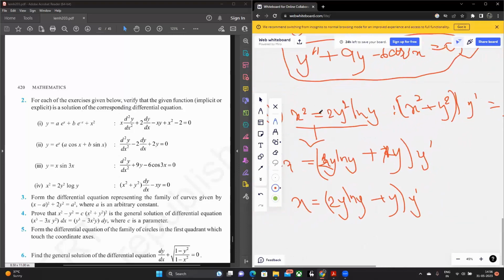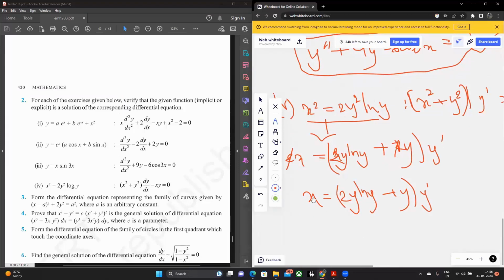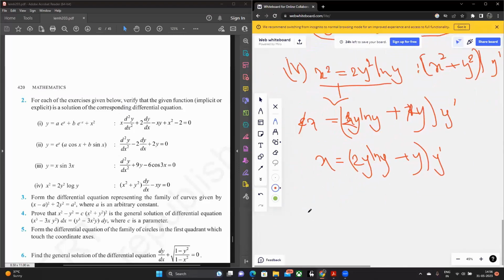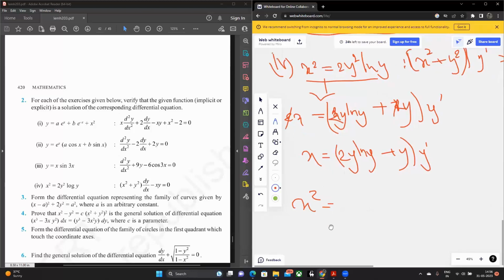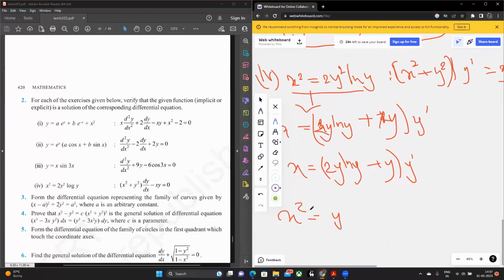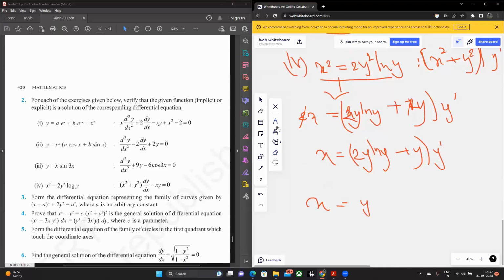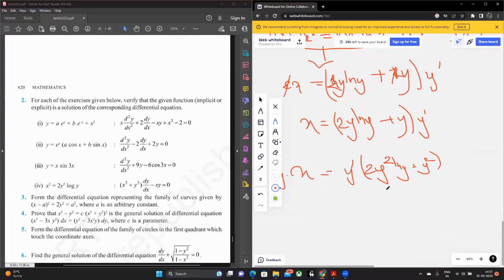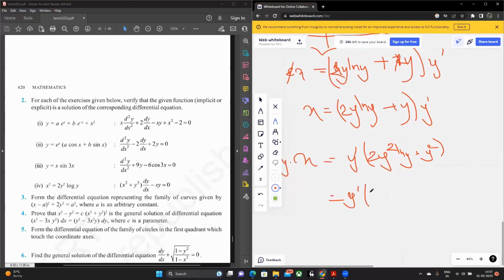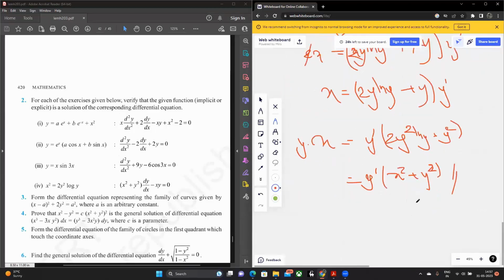And now, since you have x squared is 2y squared ln y, I'm going to multiply this whole thing by x, right? So basically, x squared is going to be equal to, wait, no, not x squared. Since 2y squared ln y is going to be x squared, I'm going to multiply this whole thing by y, not by x. So we have y times x is equal to y dash times 2y squared ln y plus y squared, right? Since this is x squared, this is basically equal to y dash times x squared plus y squared.